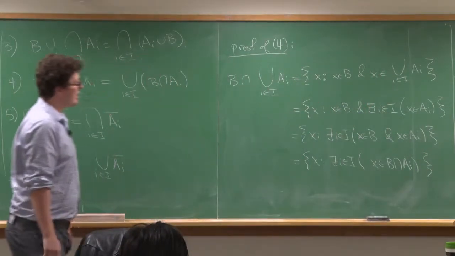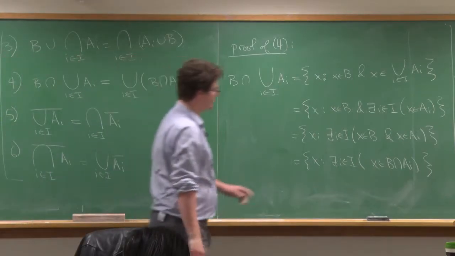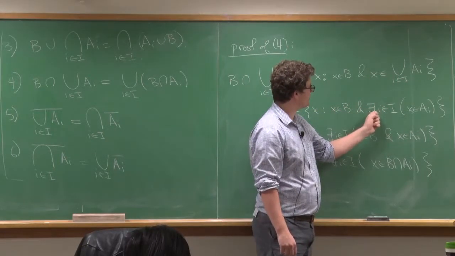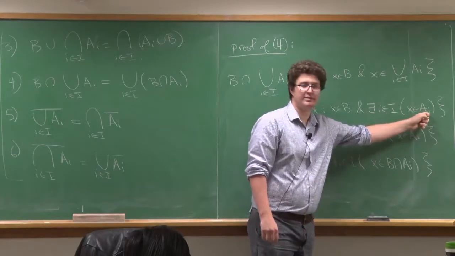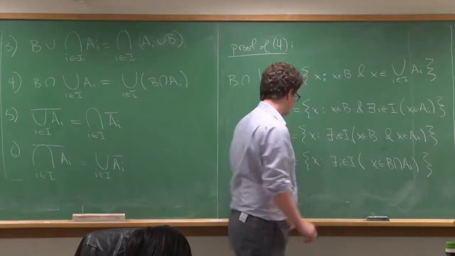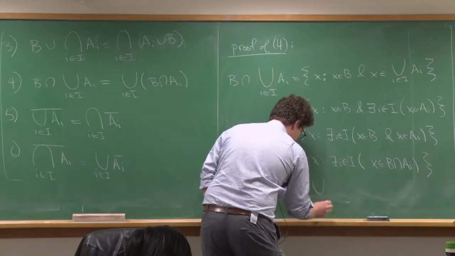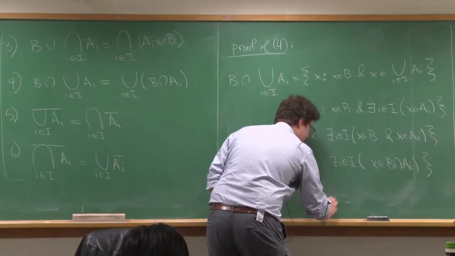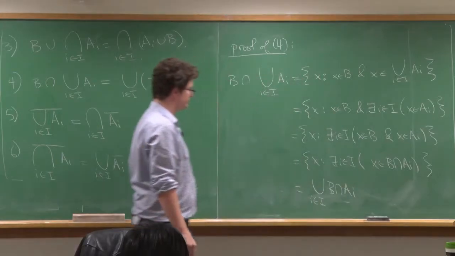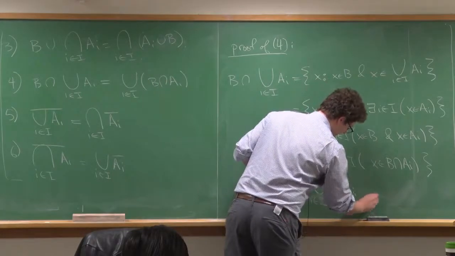All right, and now we're using the definition for union again, but this time we're doing it backwards. Remember we used it here. We replaced this thing with there exists an i in I such that x is an element of A_i. That's what it means to be an element of the union. Same thing here, except we're going to do it backwards. So this is the same thing as the union over i in I of B intersect A_i. So that's the definition, and so we showed that these two sets are equal, exactly on the nose.